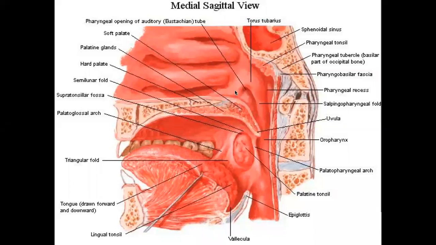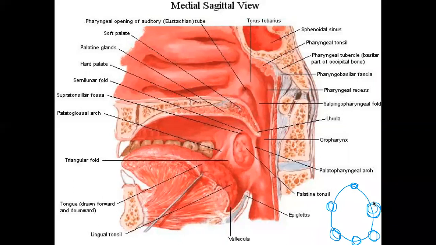What is the circle of tonsils? We will try to make the circle. Above we have the pharyngeal tonsil. On both sides we have the palatine tonsils, and below that we have the lingual tonsil. So there is a circle like this. This is called Waldeyer's lymphatic ring.